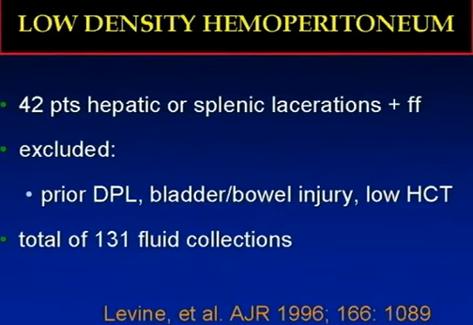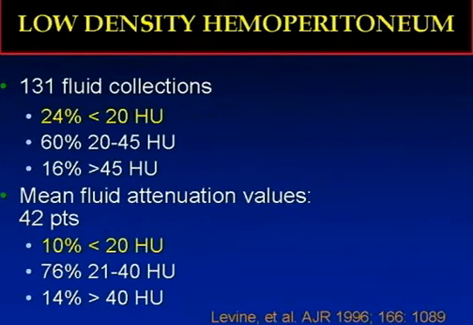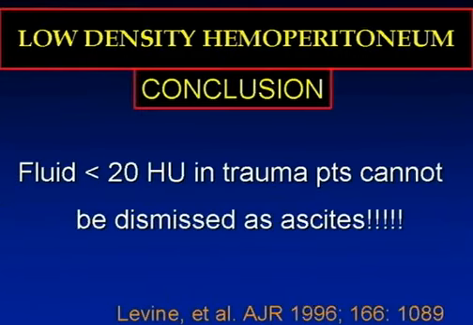One thing I want to caution you about, however, is that you can have low-density hemoperitoneum. This is a study that was published by Levine in 1996, where there were 42 patients who had either hepatic or splenic laceration and free fluid, and they looked at 131 total fluid collections, and what they found was 24% of them had density measurements of less than 20 Hounsfield units. And when you looked at the mean fluid attenuation values in 42 patients, 10% were less than 20 Hounsfield units. So the conclusion is that fluid less than 20 Hounsfield units in trauma patients cannot simply be dismissed as ascites.